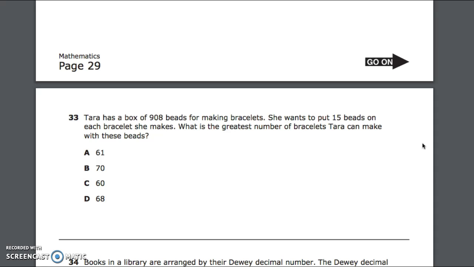Number 33. Tara has a box of 908 beads for making bracelets. She wants to put 15 beads on each bracelet she makes. What's the greatest number of bracelets Tara can make with these beads?